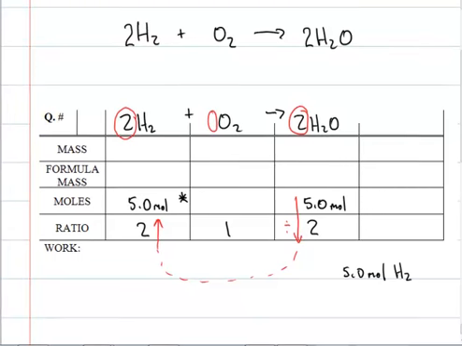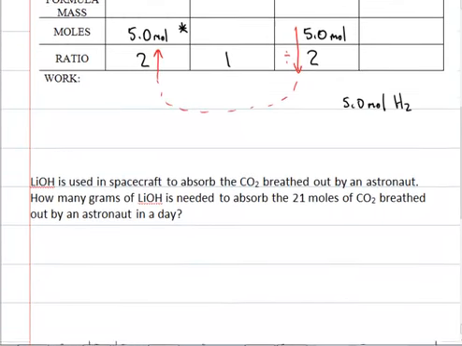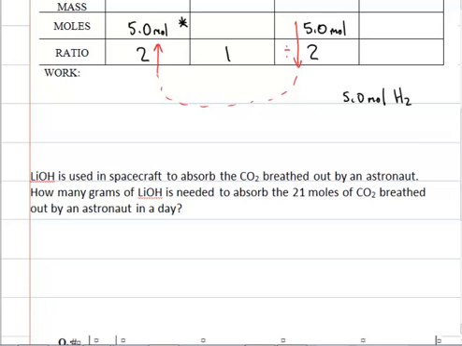All right, let's take a look at another example. Here's our problem. Lithium hydroxide is used in spacecraft to absorb the carbon dioxide breathed out by an astronaut. How many grams of lithium hydroxide is needed to absorb the 21 moles of carbon dioxide breathed out by an astronaut in a day? Okay, now if you read that carefully, you see we're being asked to find the number of grams of lithium hydroxide that's needed to absorb a number of moles of one of the reactants. And so this is what's known as a mole mass problem, but it really doesn't make any difference to us.